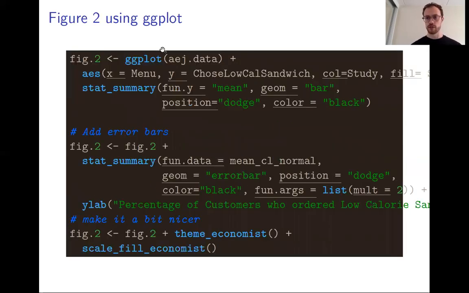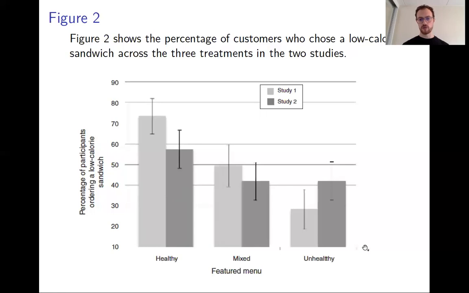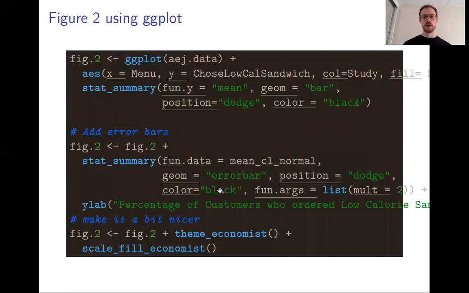Now, let's actually use ggplot. So I first create a ggplot object where I give it the entire data set. And then I add an aesthetics layer where I say the x dimension is the menu. On the x dimension, we have different menus. The y dimension is whether or not the person chose a low-calorie sandwich. And since this is 0, 1, we will transform it into just taking the mean of each of those. I say that the color is study, so the bars should be split into one for study 1 and one for study 2.